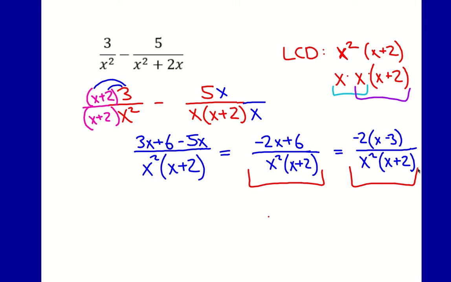Looking at the excluded values here, we're going to look at the original problem and say what values of x would be disallowed here. And I can see that if x equals 0, then that would make the first fraction undefined. So x cannot equal 0. And then if x equals 0 or negative 2, then that would make the second denominator equal 0. So the disallowed values would be x cannot equal 0 or x cannot equal negative 2 either.